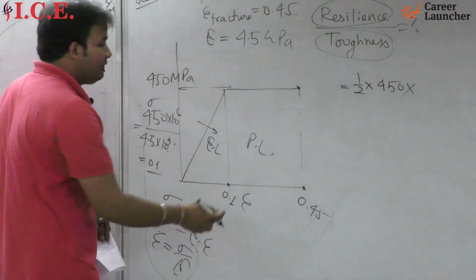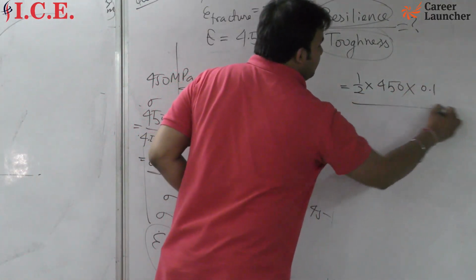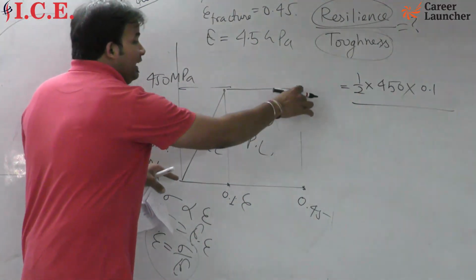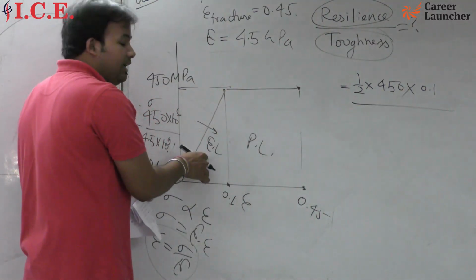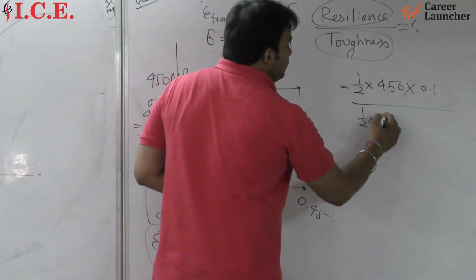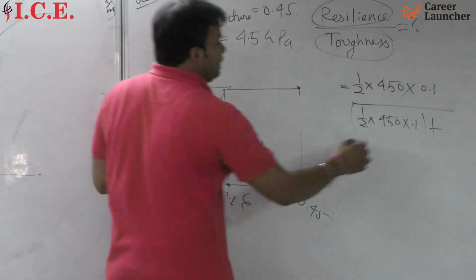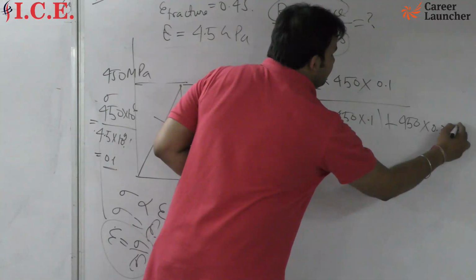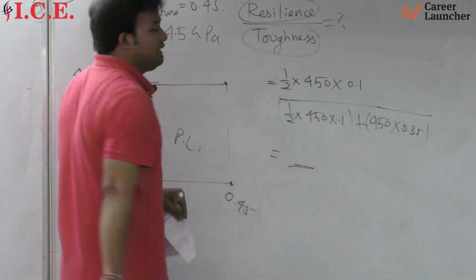Now you can easily find the area of this triangle, which will be 1 by 2 into 450 into 0.1. But for toughness we require the total area, the whole area up to fracture. So we will have the area of the triangle plus the area of the rectangle. So here we can say 1 by 2 into 450 into 0.1 plus 450 into 0.35. When you solve this, you will get the answer directly.